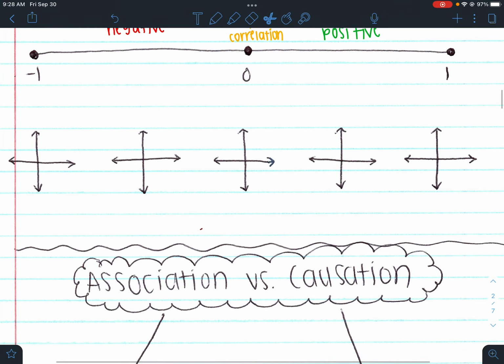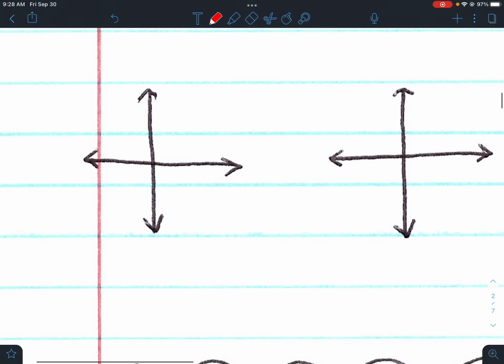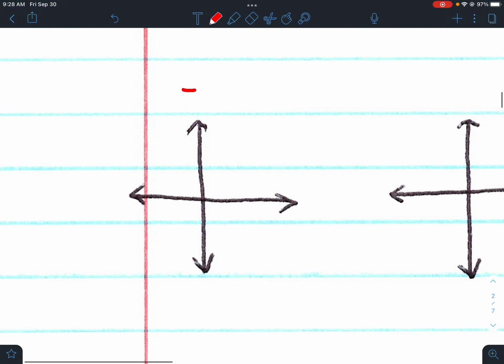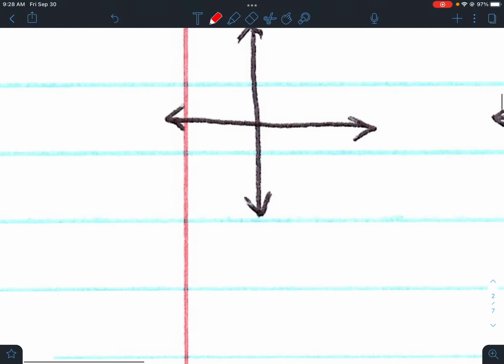So I'm going to go ahead and show you some pictures of what these things might look like, and then I'm going to take you to a website to show you what that looks like when we are talking about our R values. So first, let's say that my R value is straight up -1, the most negative R value I could ever possibly have.